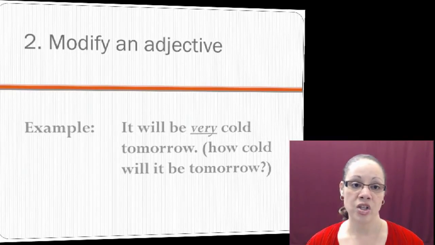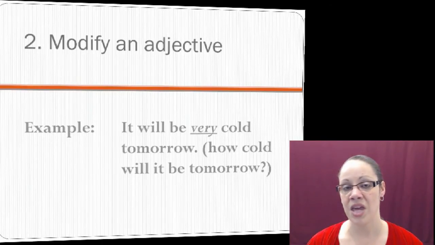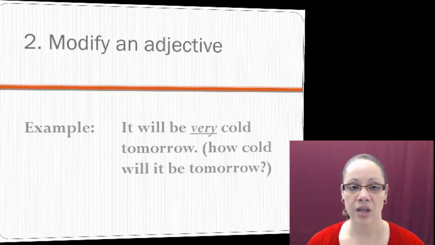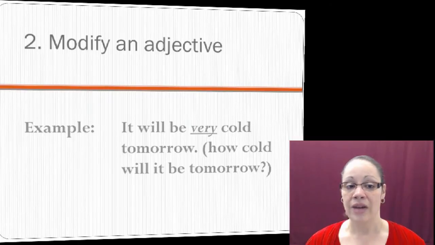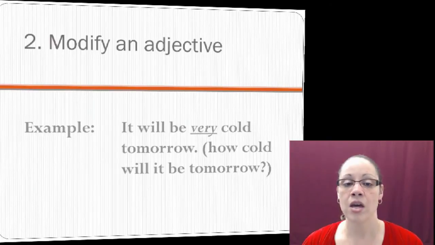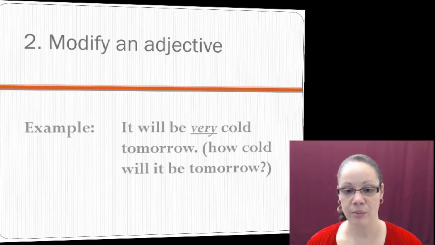The second function of an adverb is that it modifies an adjective. And an adjective describes a person, place, or thing, or a noun or pronoun. Let's look at my example. It will be very cold tomorrow. Now, cold is your adjective. How cold will it be tomorrow? It will be very cold. Very is my adverb, which is modifying cold. So it's asking the question, how cold will it be? Very. So very is your adverb.